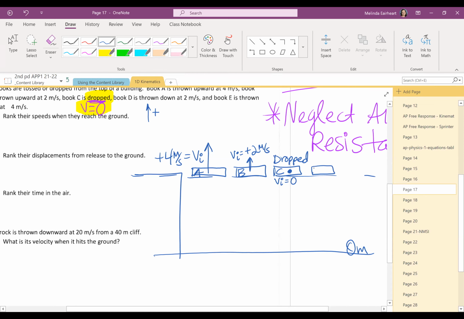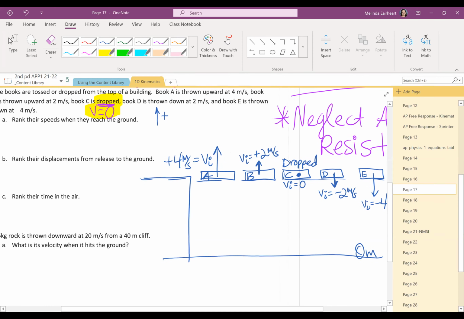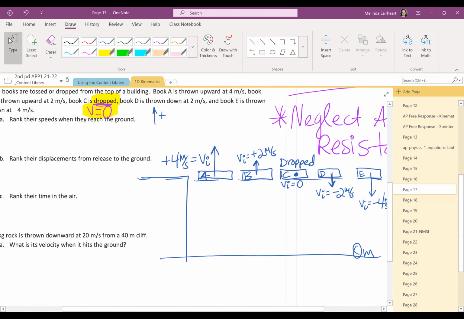Book D, we throw it down at 2. So equal in magnitude, but now negative 2. And E, initial velocity is negative 4. And so the numbers are chosen on purpose, okay? Rank their speeds. Who cares about sign? Rank their speeds when they reach the ground. Who's going to hit the ground at a greater speed? Who would have a greater impact on the ground you could think of?